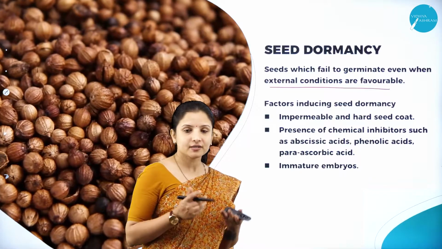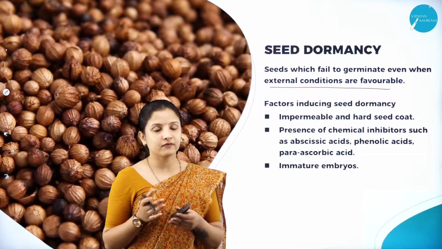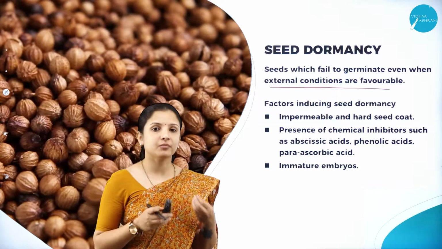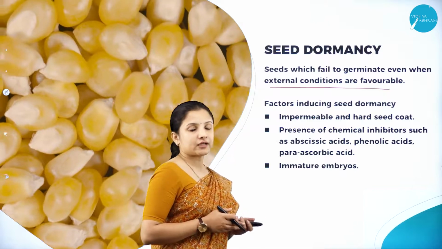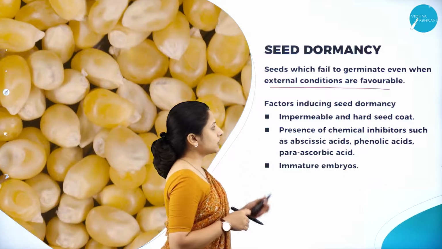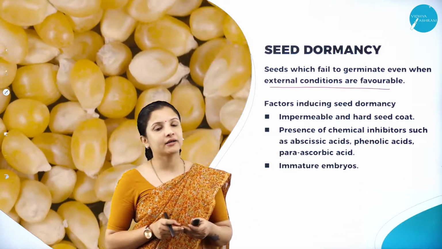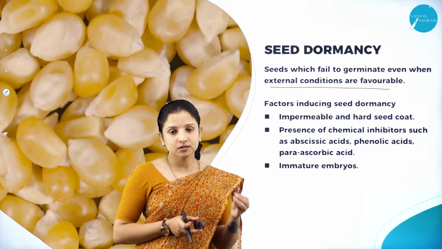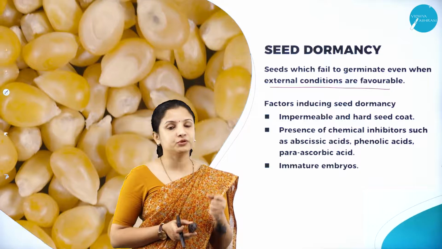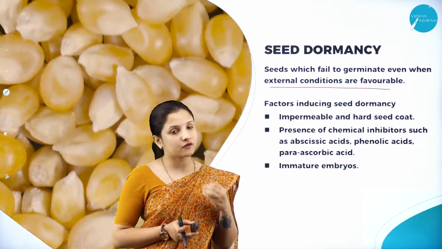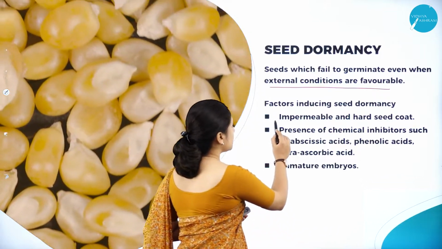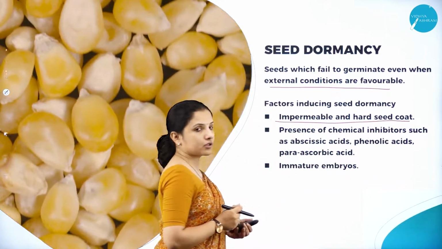There are various seeds which, in spite of having good environmental conditions, will not germinate. They will remain dormant. So there are some factors which bring about seed dormancy. What are those? We shall study. One is having an impermeable and hard seed coat. Some seeds have a very hard seed coat, therefore not letting the seeds absorb moisture. If the seeds are not capable of absorbing moisture, then germination is not possible. So an impermeable and hard seed coat is one of the important factors.